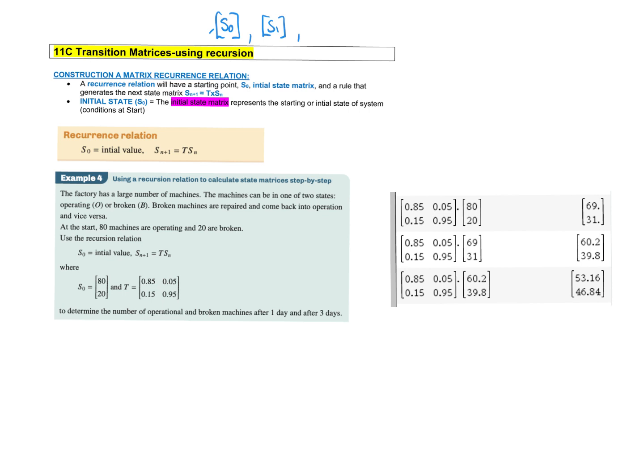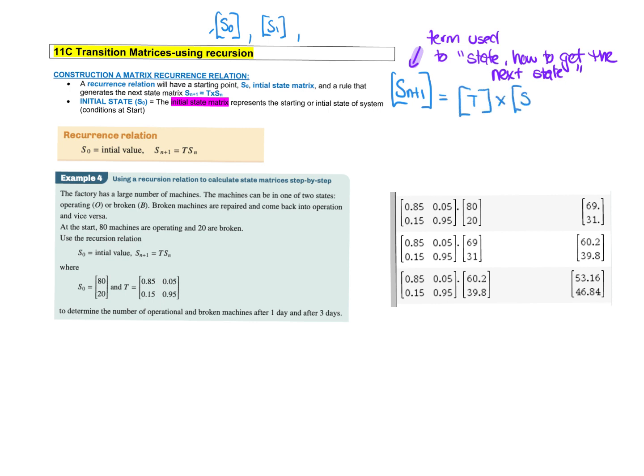So what we're going to say is we use a recurrence relation. What you'll see is this Sn plus 1. What that means is this is the term used to state how to get the next state, yeah? How to get the next state. That's why it says n plus 1, because that's how we'll get the next one. Generally, the way we get the next term is we use the transition and we times it by the state before. So if you want to get S1, you would use the transition times S0. If you wanted to get S2, you're going to use the transition times S1. So that's all that means. And when you do that, that's called a recurrence relation.